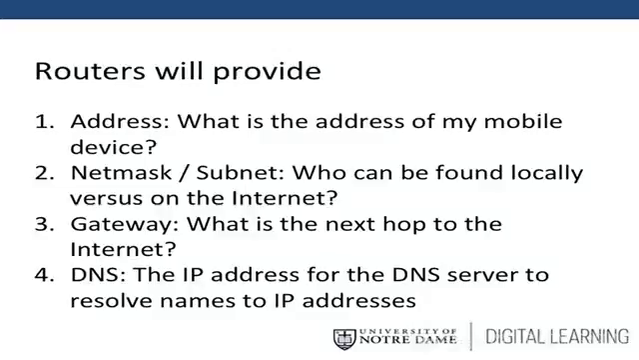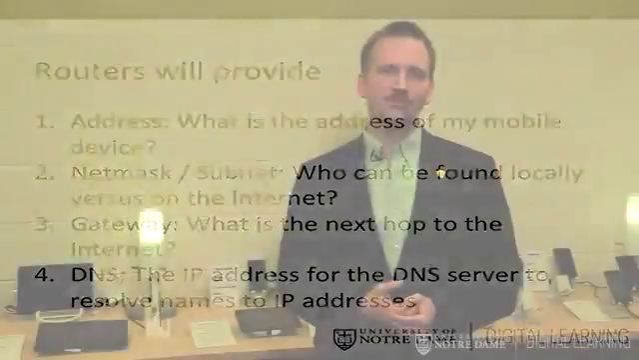First off, it gives you the address. What is the address? My IP address on the global internet. Second, it gives you something called the net mask or subnet, which is who can be found locally without going on to the internet. Third, it gives you the gateway. How do I actually get onto the internet, or what's the next hop? And then finally, it gives you the address of the DNS server, which allows me then to translate those names into actual IP addresses. So once we get our DHCP response, we now know our address.